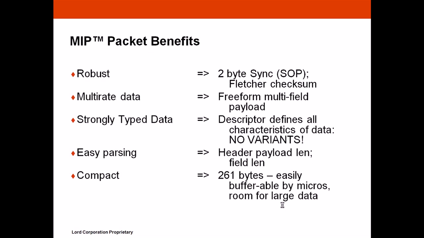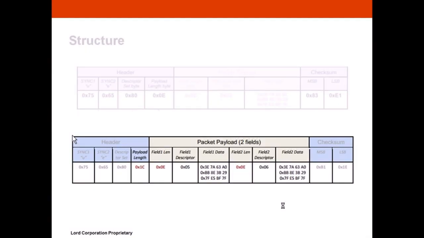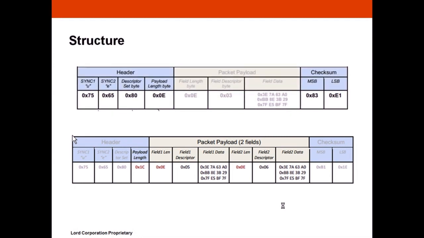It's easy parsing. We designed it to be easily parsable by embedded processors. And it's compact. 261 bytes is the maximum size of the packet. This is a compromise between size and ease of handling and predictable buffering on a microcomputer or an embedded computer system.